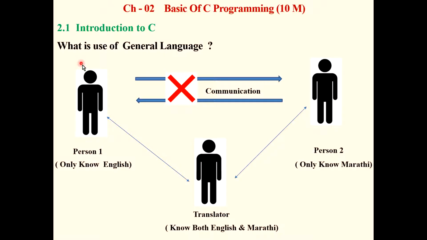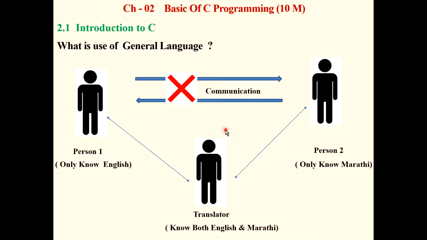Next we see in this diagram, person 1 only knows the English language. Understand the concept: person first knows only English and person second only knows the Marathi language. So communication is not possible. Why? Because the first person gives the instruction or whatever they want to communicate in English, and the second person does not understand English, it only understands the Marathi language. So in this case communication is not possible.